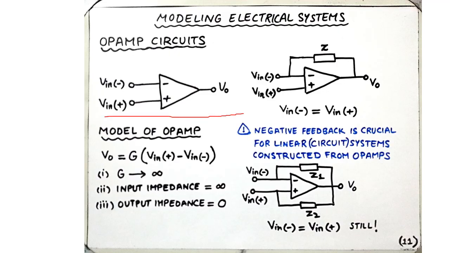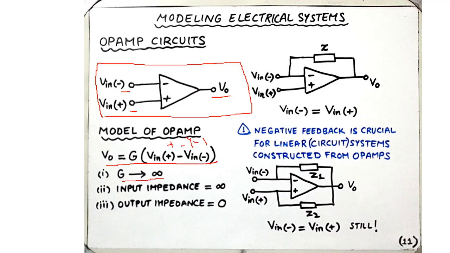So schematically, we have an op-amp which has a negative and a positive terminal. The voltage at the negative terminal is Vin minus, and that on the positive terminal is Vin plus. The output voltage is V naught. In its model, we say that the output voltage is G times the difference of voltage at the positive and the negative terminal, essentially Vin plus minus Vin minus. So this is how the difference goes.